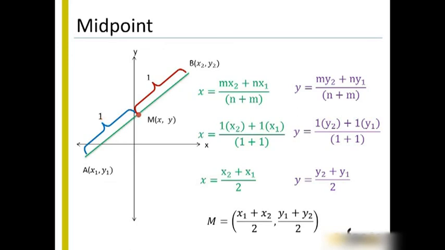The midpoint of the line segment joining (x1, y1) and (x2, y2) is given by M equals (x1 plus x2 over 2, y1 plus y2 over 2). This is like the mean average of x1 and x2, and this is like the mean average of y1 and y2.